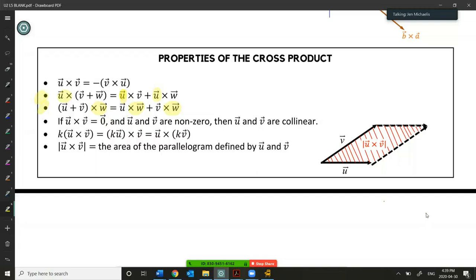And then finally, the magnitude of the vector that we get resulting from u cross v is equal to the area of the parallelogram defined by u and v. When I go into a little bit more about why the cross product is how it is, you're going to get a better idea of why this parallelogram property is true.